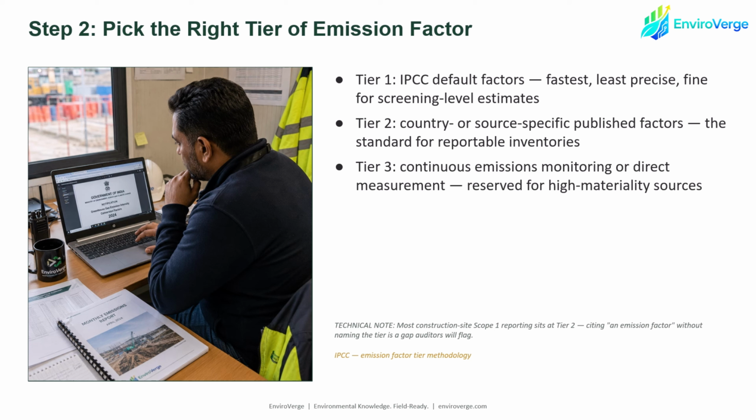Here's the point that gets missed in audit. Saying we used an emission factor is incomplete. Your auditor will ask which tier. If you can't answer, you haven't documented your methodology. Name the tier, cite the source. That's the standard.